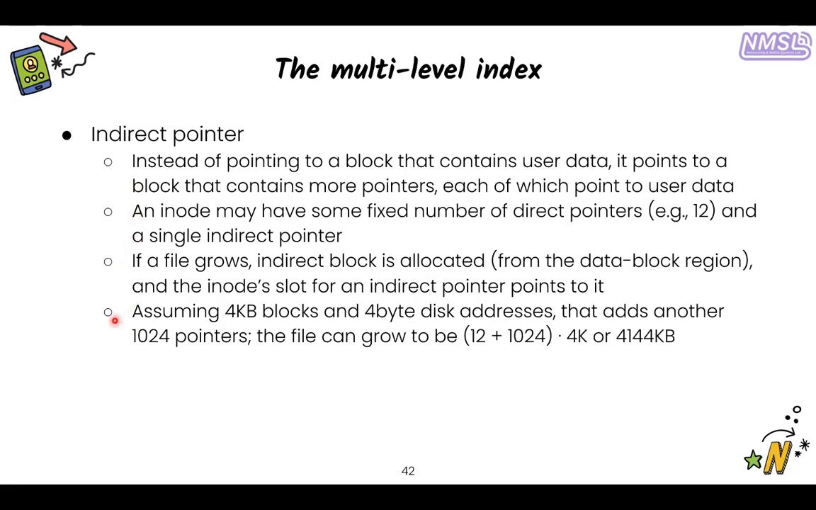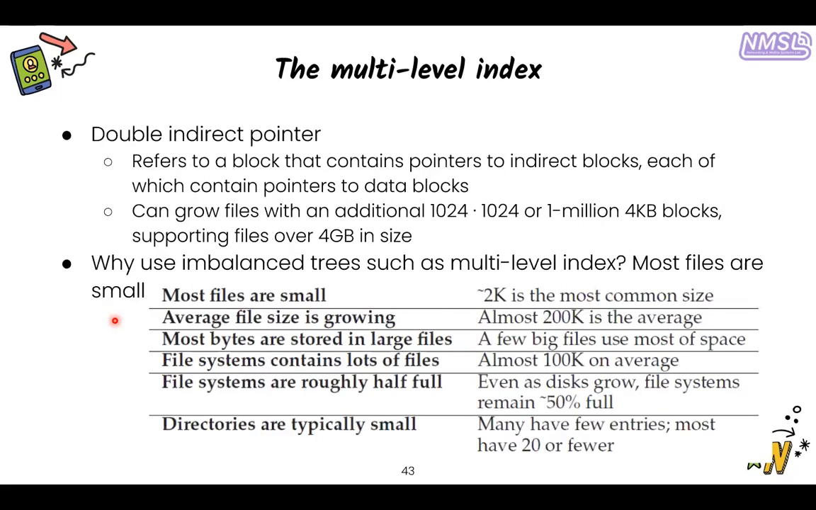Now, if you assume there are 4K blocks and 4-byte disk addresses, then that would add about 1K more pointers, and the file can grow to be about 4MB. If you want another level, you can keep going, right? A double indirect pointer basically refers to a block that contains pointers to indirect blocks, each of which contains pointers to data blocks. In summary, you can support files that are over 4 gigs in size, and you can go through triple, whatever you want. But we're just going to use that multi-level index, and then you will have an imbalanced tree.